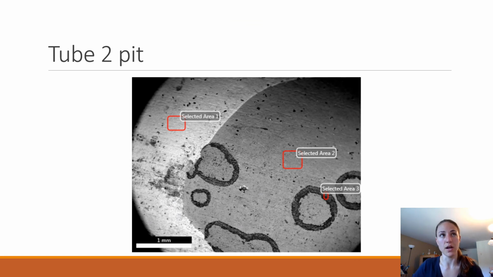Another tube with a different supplier. So we have our selected area 1, that's our baseline of what we would assume wouldn't be failing. Selected area 2, again, more of a baseline, but it's closer to a pit, so we might see some copper coming through. And then area 3, right in the middle of a corrosion pit. That's where we'll be expecting to see copper if this is failing.